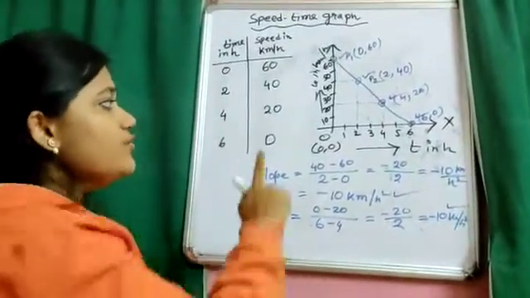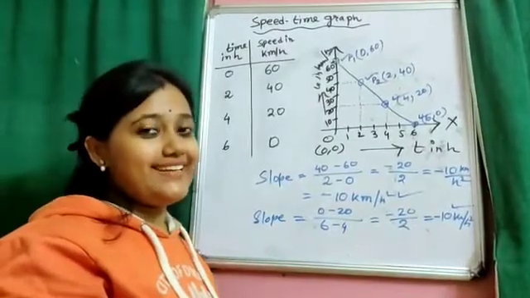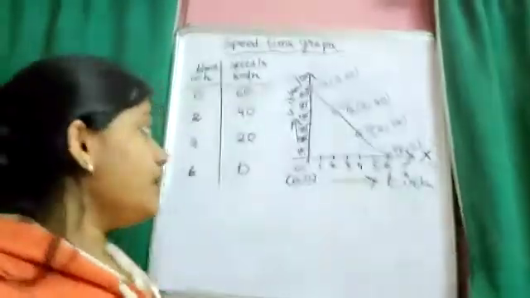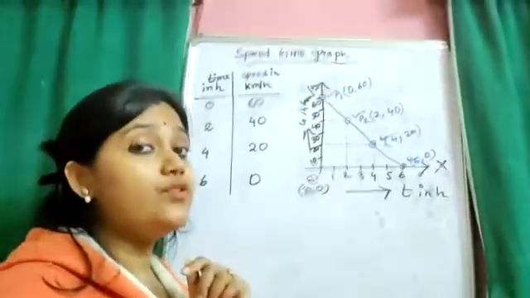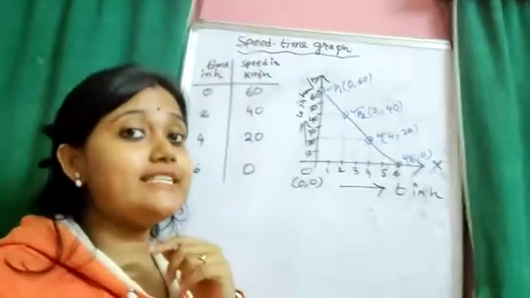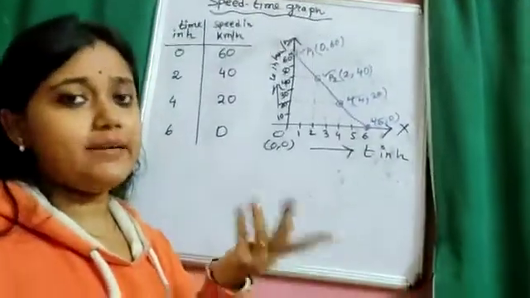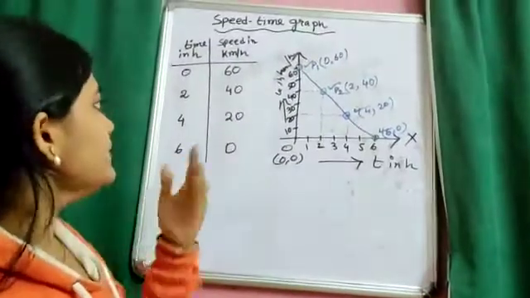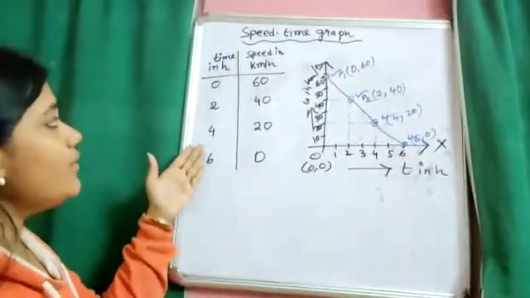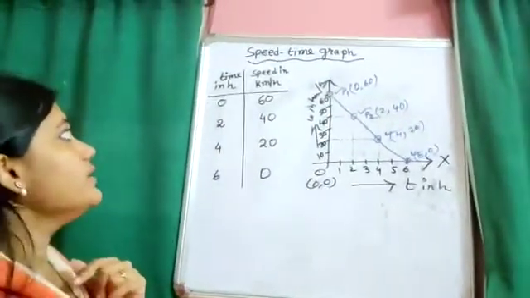Now, from this graph, we will learn something else. Let us find it out. Can you remember one thing? I have told you that from the graph, I can find out the instantaneous speed for any time. So I want to know, now this time sheet is not giving me what is the speed at 5 hour.